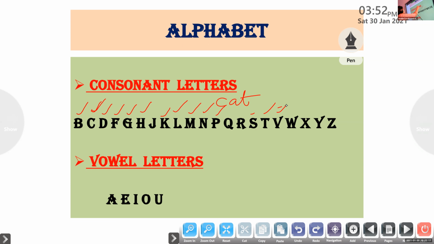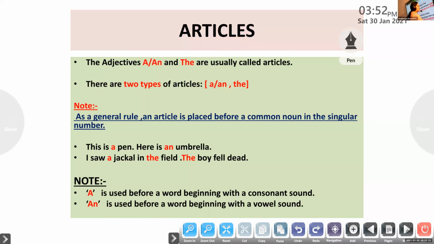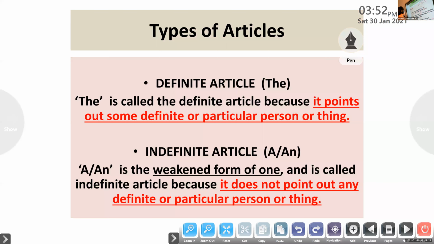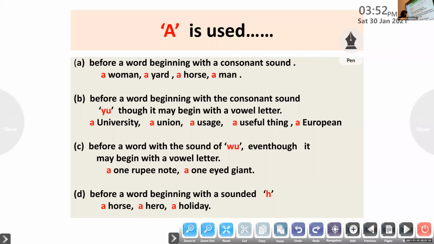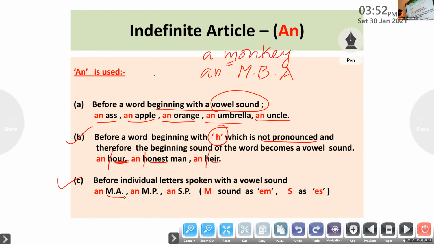Okay, children, before all these letters we must use the article 'a' if it is a consonant sound. But this is not a consonant sound here. Here the sound actually starts with a vowel sound, M. M is actually 'em'. Look at the sound M. M is not a consonant sound. It is actually starting with a vowel sound. So we have to use 'an' before an MA, an MP, and an SP.